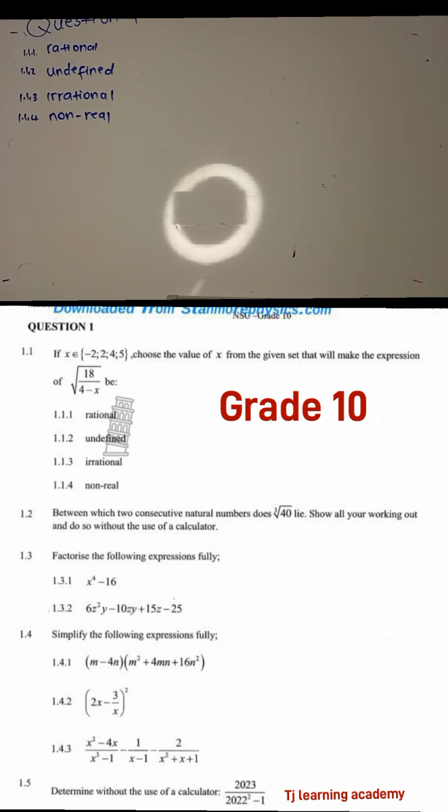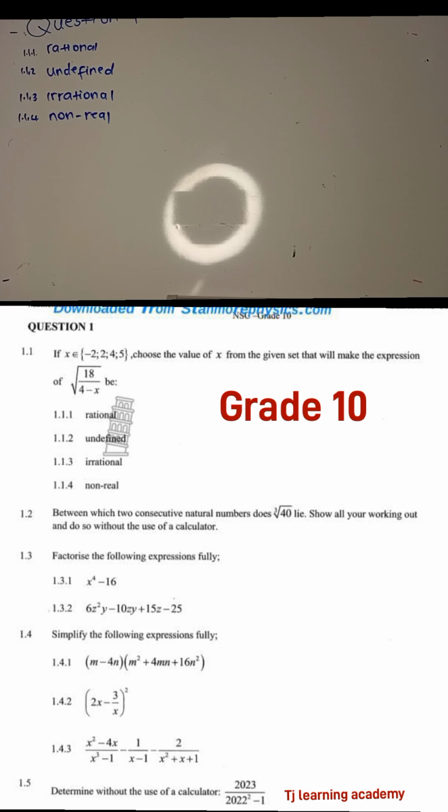So today we are tackling March 2023 common test KZ, and this is for grade 10, guys. So we're going to start with question number 1. Question number 1 reads as follows: if x is an element of {-2, 2, 4, 5}, choose the value of x from the given set that will make the expression square root of 18 divided by 4 minus x be 1.1.1 rational, 1.1.2 undefined, 1.1.3 irrational, and 1.1.4 non-real.